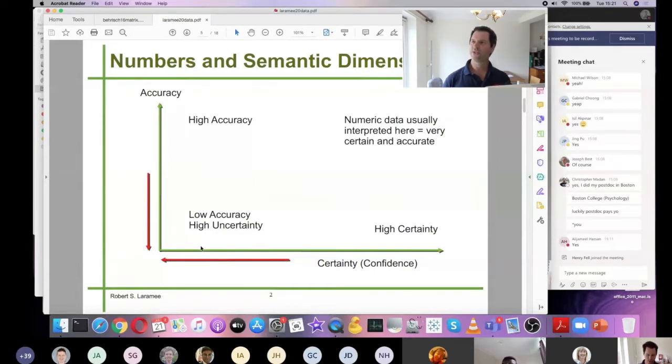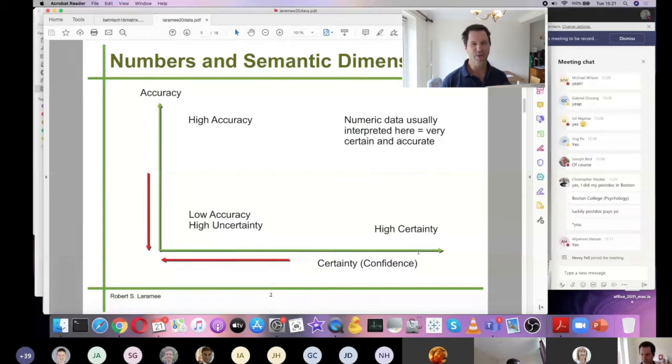So that's represented on this graph. This is a graph of numbers in semantic dimensions. Along the x-axis is this dimension called certainty, right? As I go towards the right, certainty increases. You can also think of this as confidence. So this is one of the semantic dimensions of numbers and numerical data: certainty.